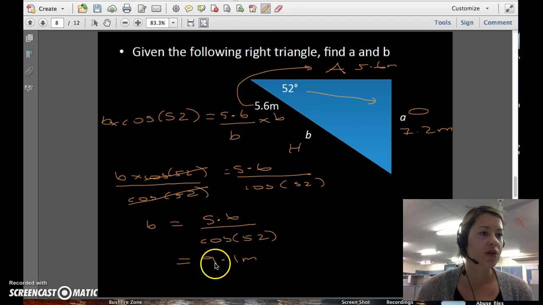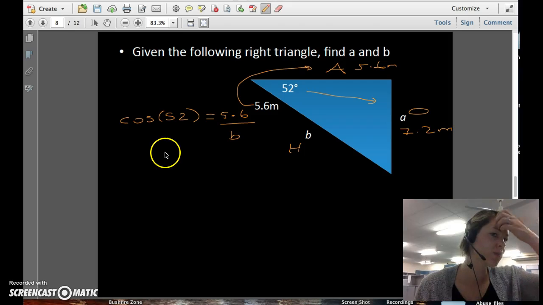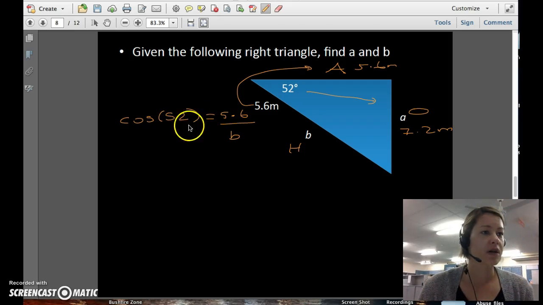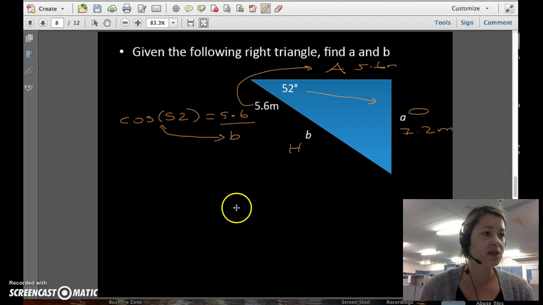Okay, so now that you know how to rearrange that equation, there is a bit of a trick. I'm just going to rub out this page and show you that trick. When we're at this point, and you can see that your unknown now is on the denominator, what you can do is a bit of a swapperoo of these two. You just completely swap them over. So you get b equals 5.6 divided by cos of 52.